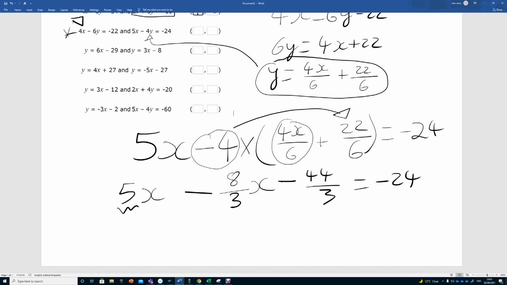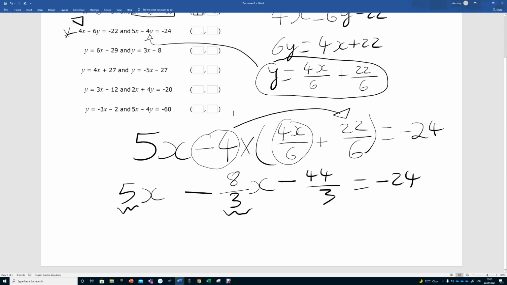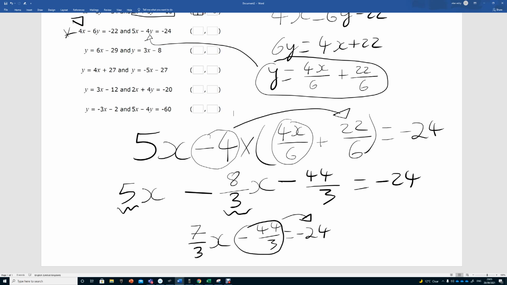So we got 5x take away 8/3 x. So we could do 5 take away 8/3, which is 7/3. So we get 7/3 x take away 44/3 equals minus 24. So I'm going to take the minus 44/3 over and it becomes a plus. So we have 7/3 x equals minus 24 plus 44 over 3.